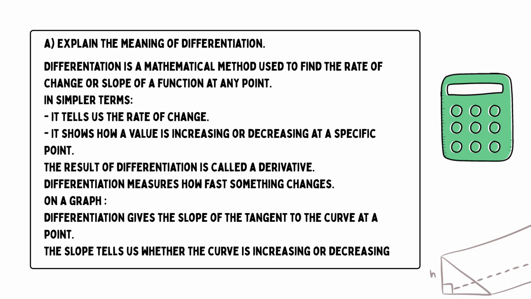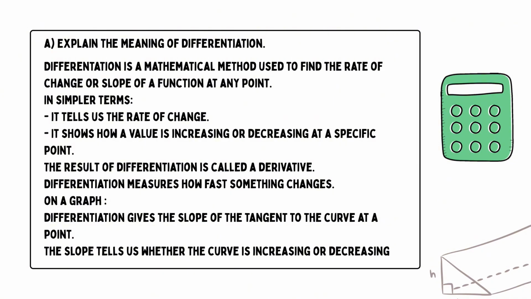Differentiation is a mathematical method used to find the rate of change or slope of a function at any point. In simpler terms, it tells us the rate of change. It shows how a value is increasing or decreasing at a specific point. The result of differentiation is called a derivative.